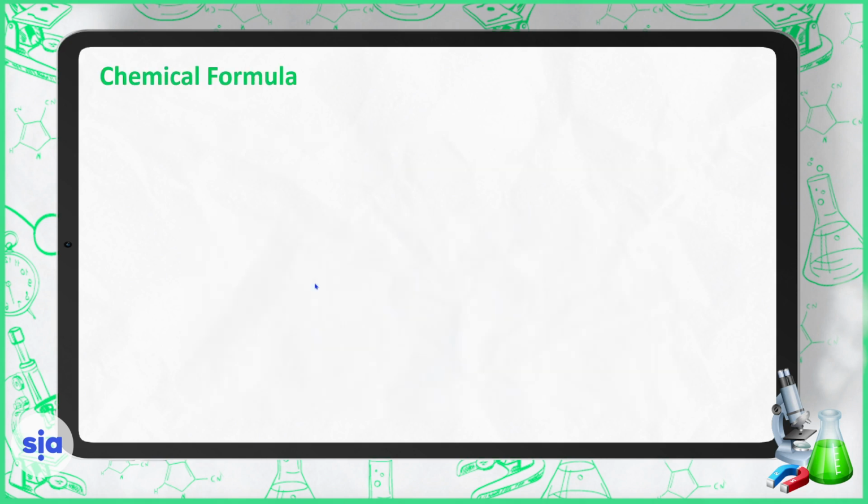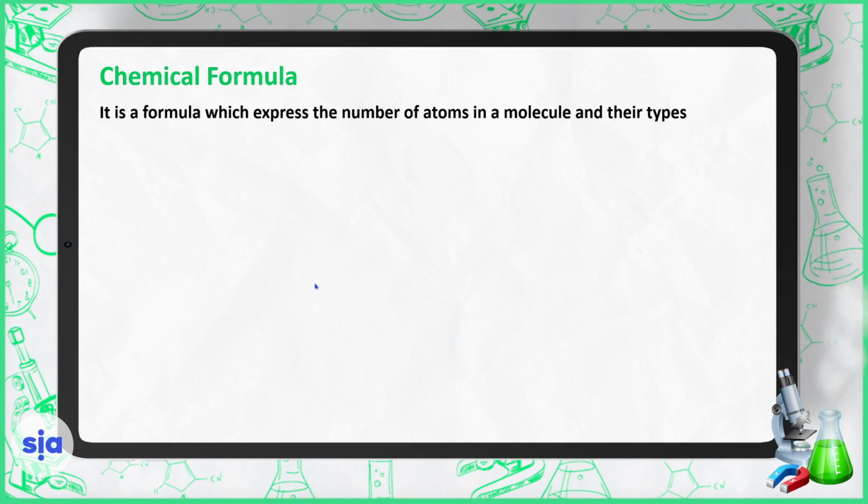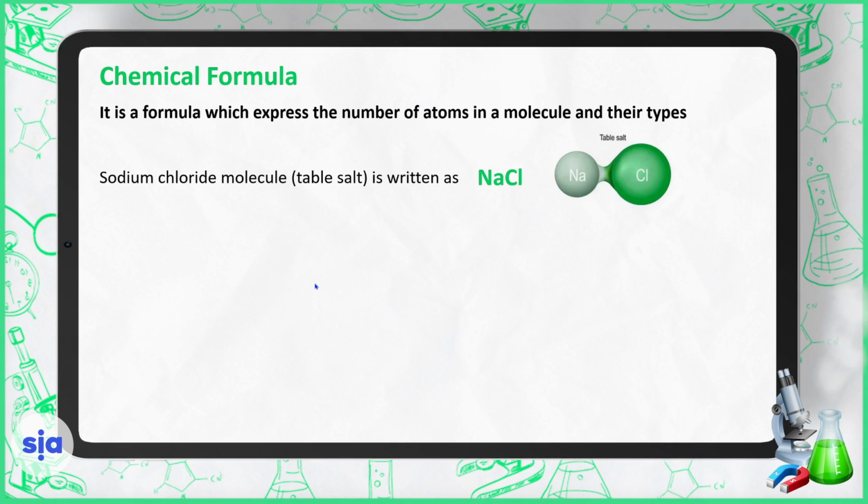The chemical formula. The chemical formula expresses the number of atoms in a molecule and their types. So, the sodium chloride molecule is the table salt. It is written as NaCl.